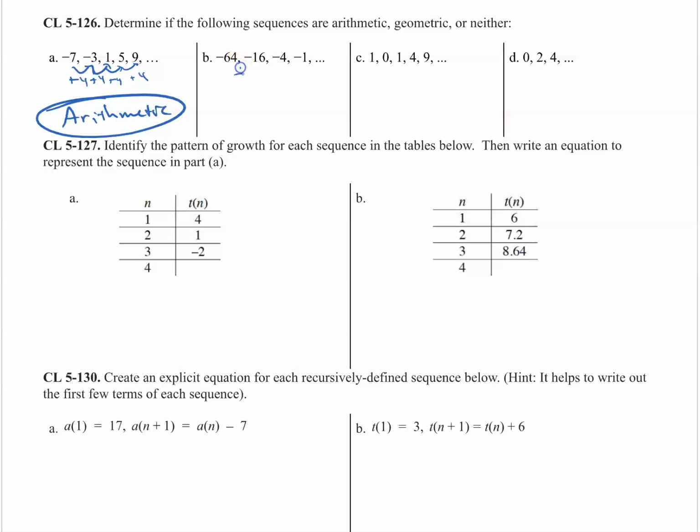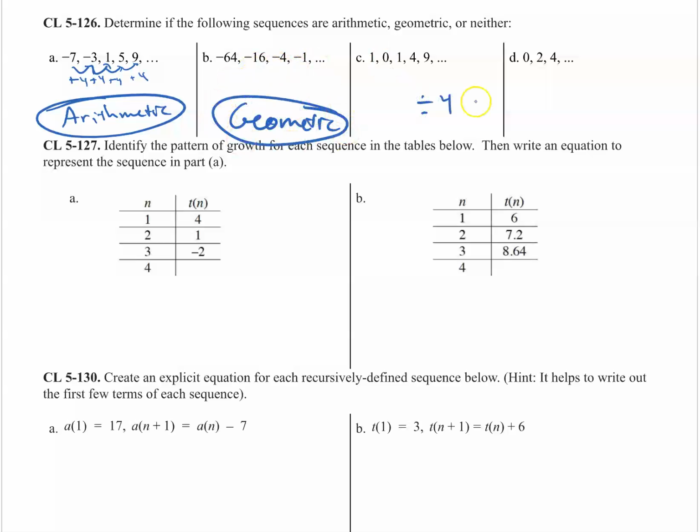64. Let's see, 64, I know this. 64 divided by 4 is 16. So negative 64 divided by 4 is negative 16. And then negative 16 divided by 4 again is 4, so that works. And then 4 divided by 4 is 1. Okay, so this is going to be geometric, but let's get that common multiplier.